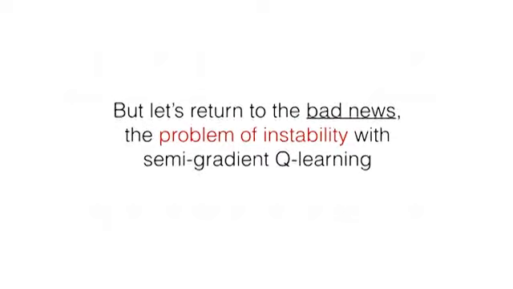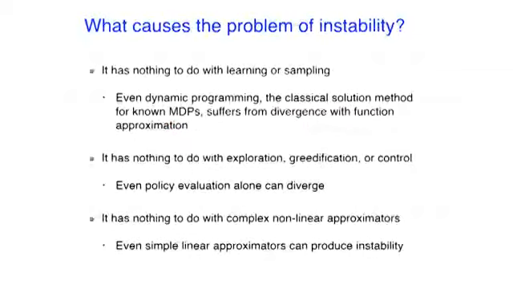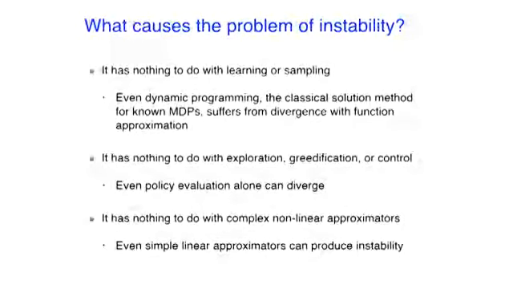Okay, so now I want to return to the bad news. I think I've shown you enough things working that you're not going to be too annoyed at me if I delve further, and won't be too disappointed in reinforcement learning if I point out there's some things that we can't do and we're still trying to figure out. Okay, so the problem of instability. What causes it? Well, first, it turns out it has nothing to do with learning or random sampling. Because even if you just do dynamic programming, the classical solution method from the 60s, for a known MDP, you're not learning, everything is known, you will have the same problem. You will have divergence with function approximation.